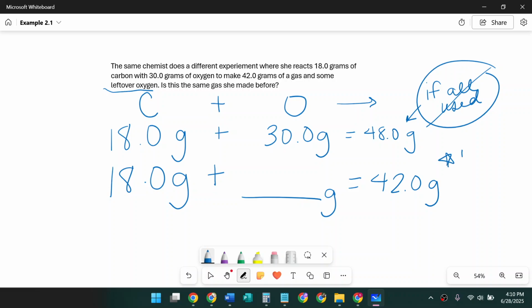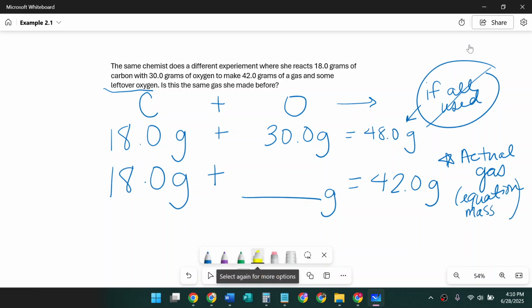So this is the actual gas made. I could also put actual equation for the mass. So this is our important equation. So again, I'm going to put a box around it so I can remember this is the important one. The other one is just for us to see how much was left over. So again, there are two ways you can do it.